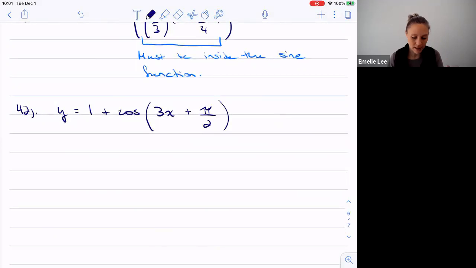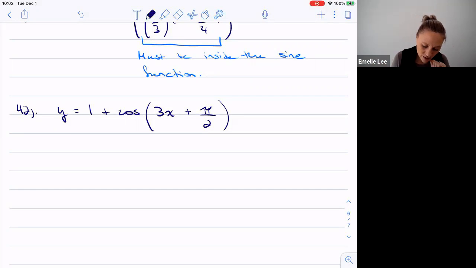So now I've got a cosine. I've also got this 1 plus the cosine, so that would shift this whole thing up by 1. We're ignoring that. We're only asked to find the amplitude, the period, and the horizontal shift. But we will see that when we graph it in Desmos. That's just in general how functions behave.